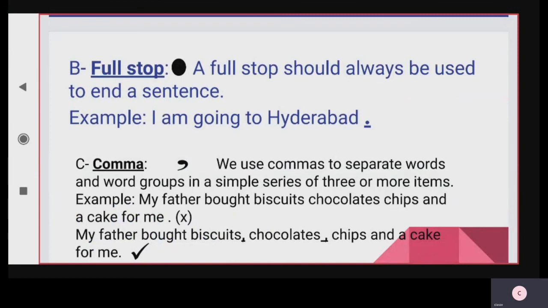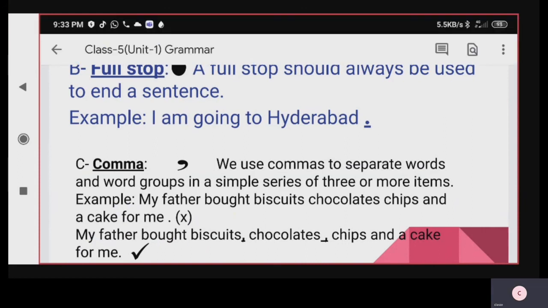Next, comma. We use commas to separate words and word groups in a simple series of 3 or more items. Example: my father bought biscuits, chocolates, chips, and a cake for me. Children, a comma is used to separate words or a group of words in a sentence.